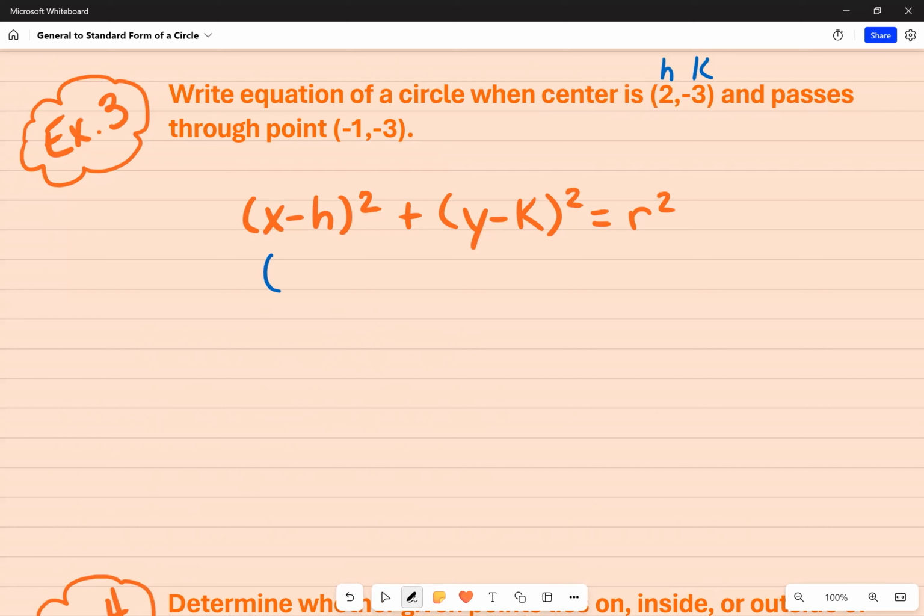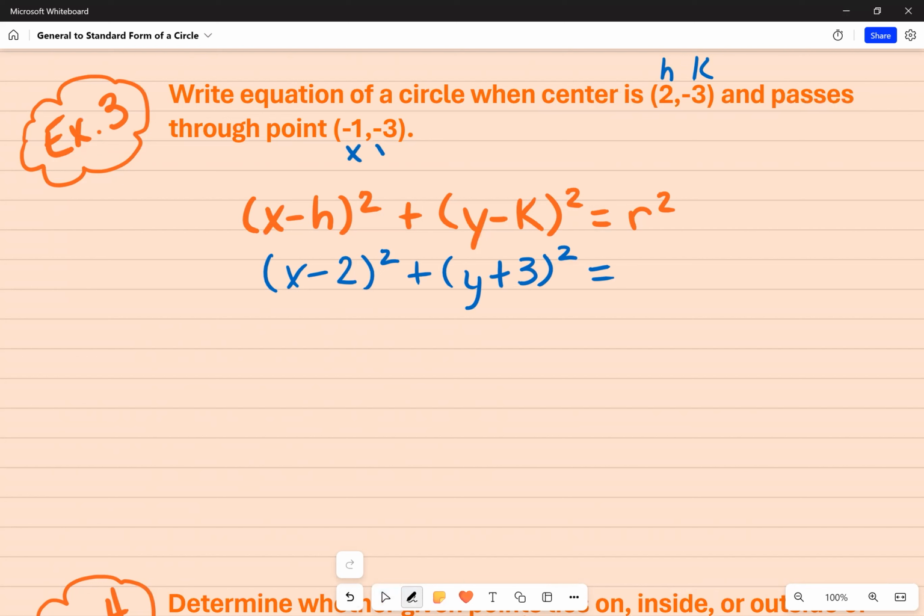For my h, I know it's going to be replaced with 2. And for my y, it's negative in the formula. However, it's -3, so -3 times that negative is going to change that to a +3. R squared, I have to find by using my points.